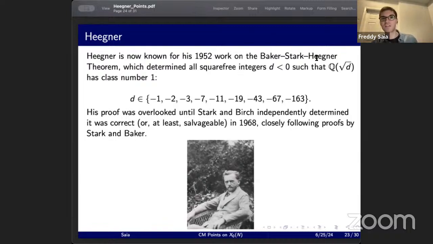For all these reasons, Heegner's work was overlooked until Stark and Birch independently looked back at his work and determined that either it was correct or maybe it was incomplete, but it was very salvageable. And at the very least, his methods were kind of correct and on the right path. This followed Baker giving a proof of a solution to the Gauss class number 1 problem, I think in '66, and also Stark independently giving one in '67 in ways that I think were closer to Heegner's methods.